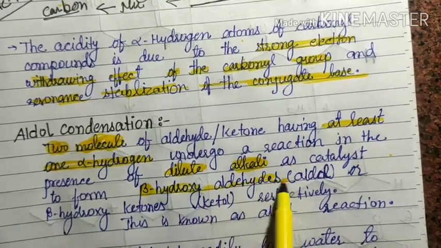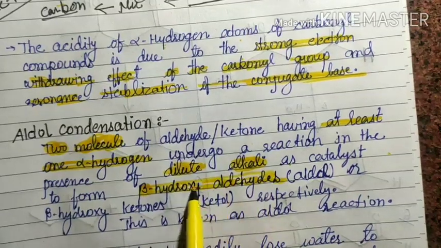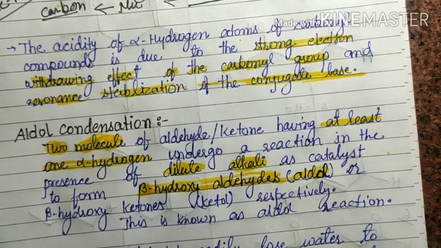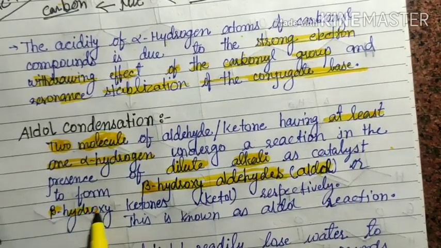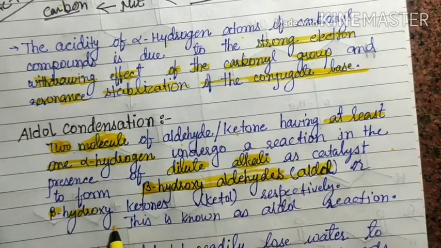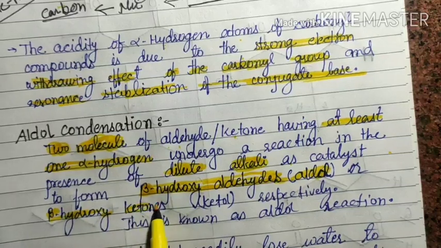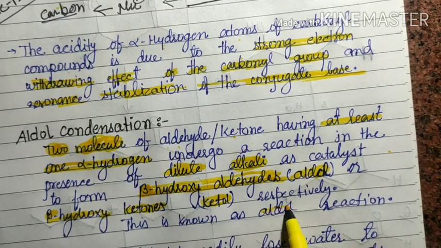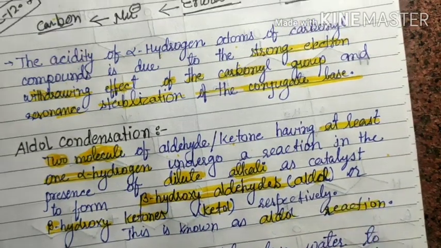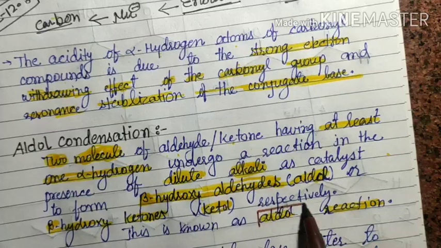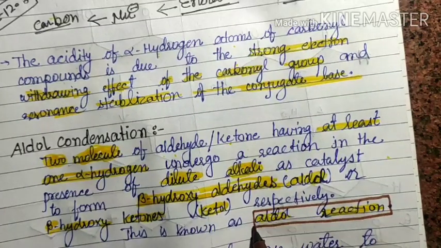Beta hydroxyaldehyde, called aldol. Beta hydroxyaldehyde or beta hydroxy ketone. If the reaction is between aldehydes, it is beta hydroxyaldehyde. If the reaction is between ketones, it is beta hydroxy ketone, also called ketol, respectively. This is known as aldol reaction. It is not aldol condensation. Listen carefully, I said aldol reaction, not aldol condensation.